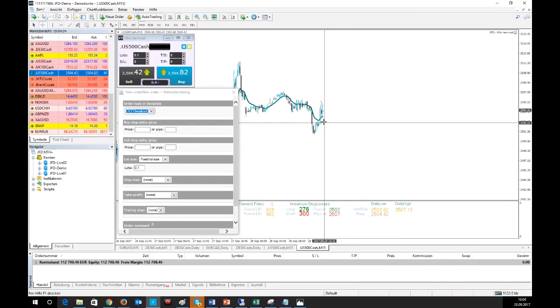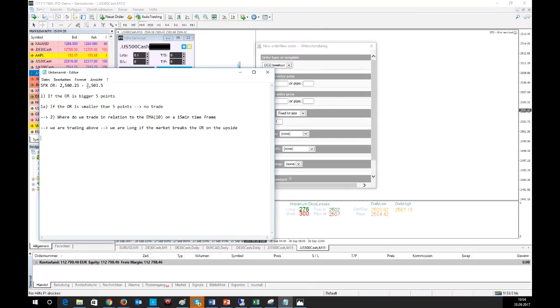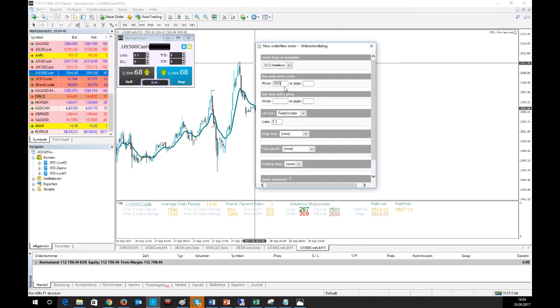Then you type in the price. Right now, the open range is not big enough, but right here, you're typing in 2,503.5 going long. Does it work? No, we have to type in a dot here. And the sell is 2,500.2, let's put it that way.